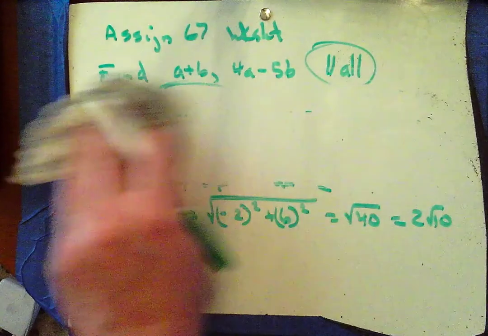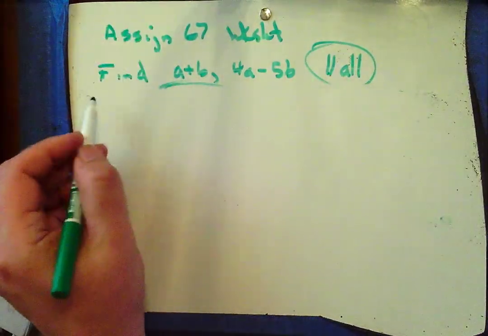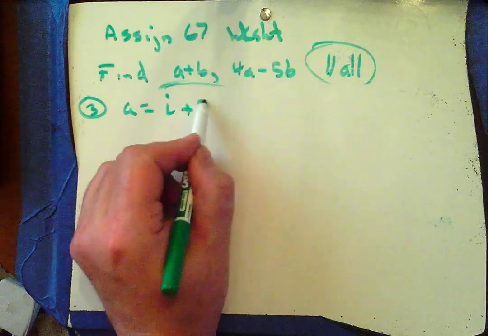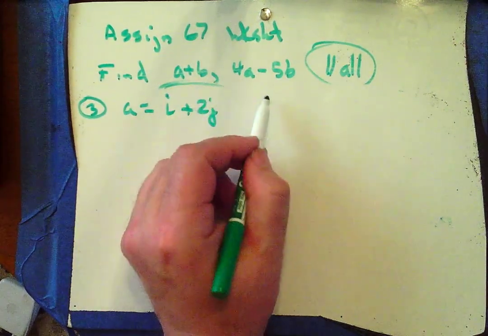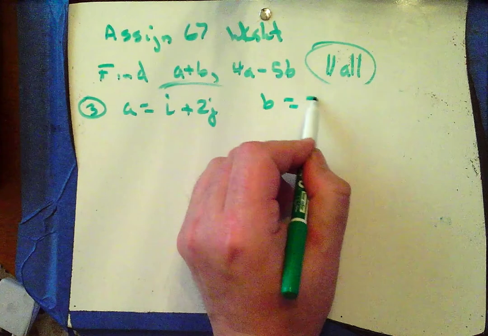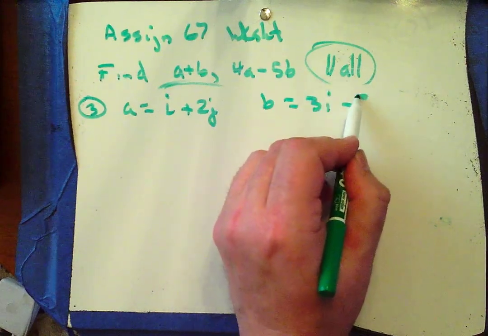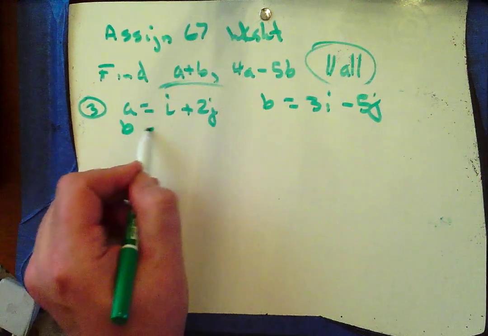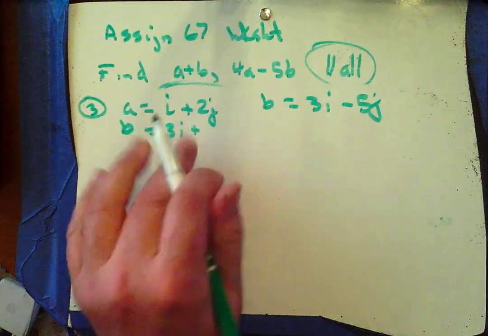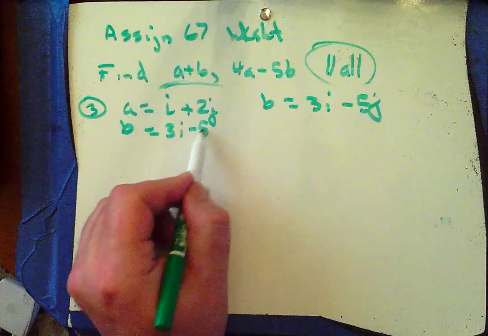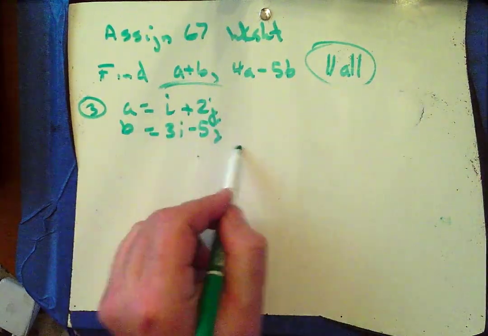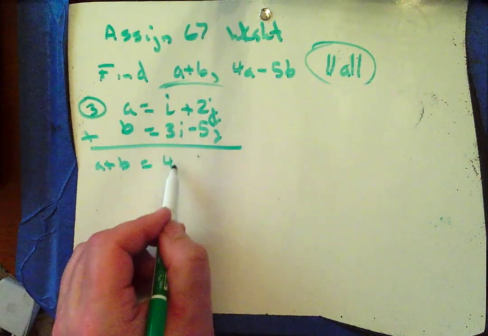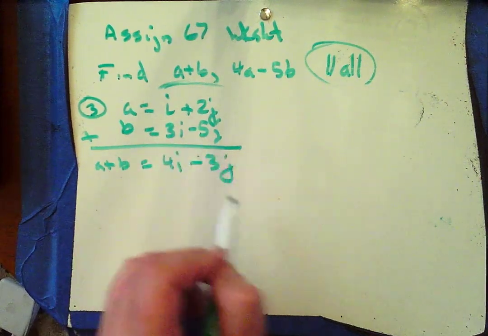Problem number 3, we're given a in special unit vector form, and we're given b in special unit vector form, 3i minus 5j. We want to add these two vectors together. We want a plus b, and that's going to be 4i minus 3j.